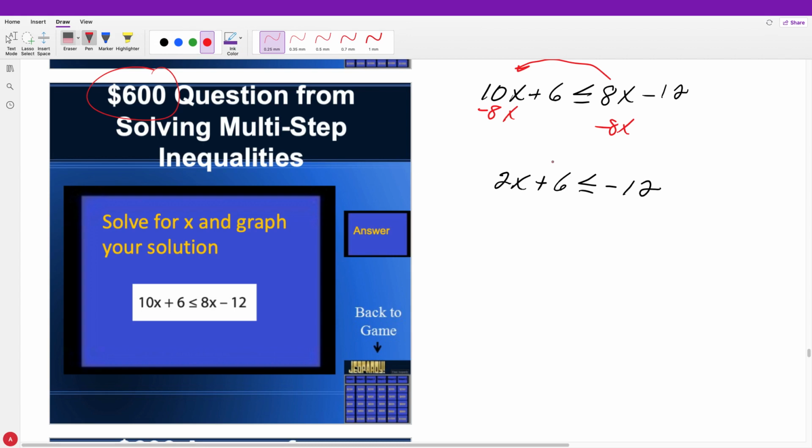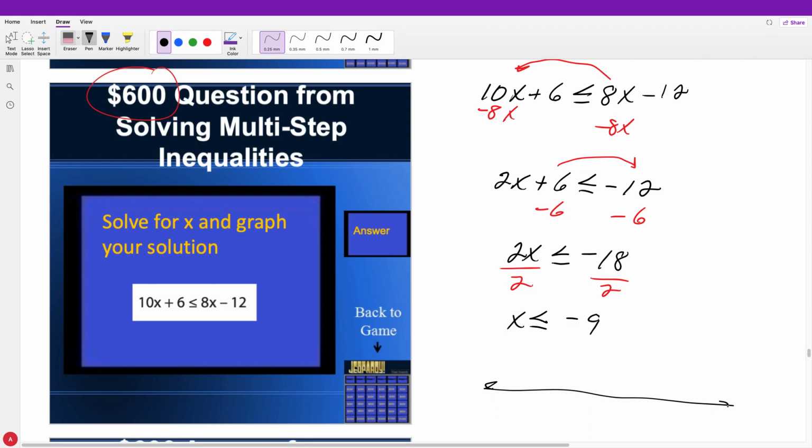Well, once I get that variable to one side, now I need to isolate it. So now I need to move my constants to the other side. And since it's plus 6, I can do that through subtraction. So 2x is now less than or equal to negative 18. And my last step is to get rid of that multiplication to isolate that x. And remember, I'm not dividing by a negative, so this is not going to flip. So it becomes x is less than or equal to negative 9.